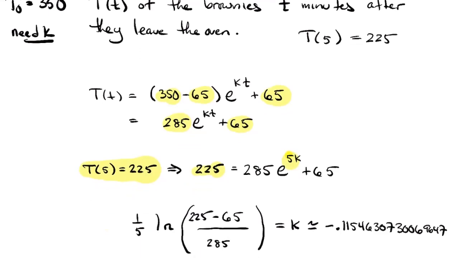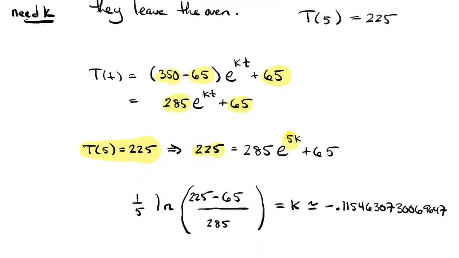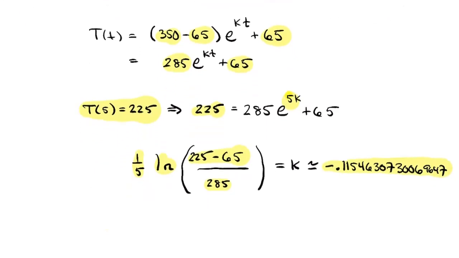So if I do the algebra here, I skipped the steps, but I would just subtract 65 from both sides, divide by 285, then take the logarithm and then divide by 5 to find K. And here I've written it out to an obscene number of decimal places. If you're going to actually use these things to make any predictions, this is very sensitive to round off error. So don't round these values.